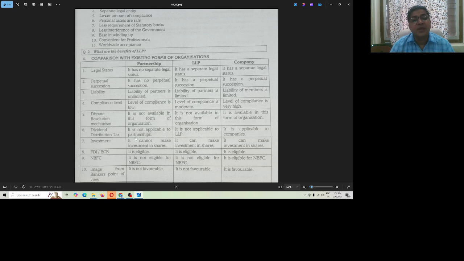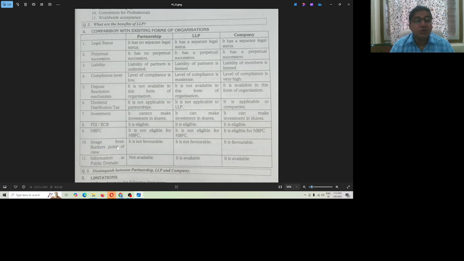Dividend distribution tax is not applicable to the partnership form and LLP. It is only applicable to the company. Investment: partnership firms cannot make investment in shares, but LLP can make investment in shares and a company also. FDI, foreign direct investment: all are eligible. Non-banking financial corporation: partnership is not eligible, LLP is also not eligible, but NBFC eligibility is for companies only. Image from the banker's point of view is not favorable for partnership firm and LLP, but for a company it is favorable.